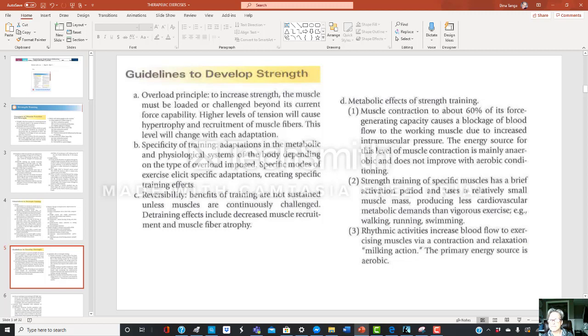Strength training of specific muscles has a brief activation period and uses a relatively small muscle mass, producing less cardiovascular metabolic demands than vigorous exercise such as walking, running, and swimming. Rhythmic activities increase blood flow to exercising muscles via a contraction and relaxation milking action. The primary energy source is aerobic.